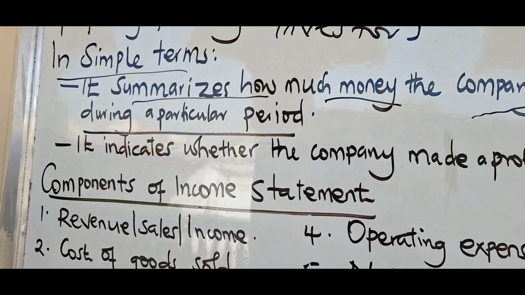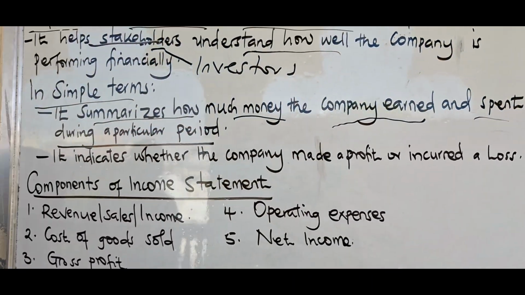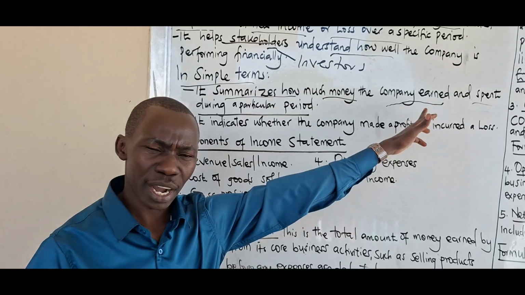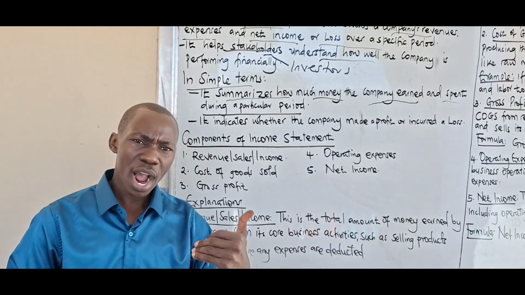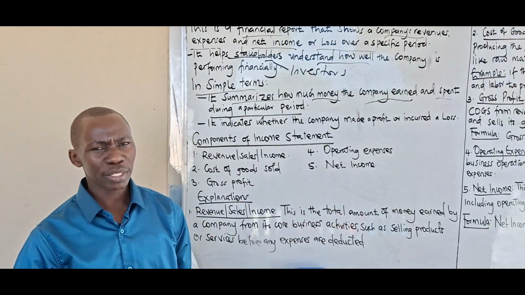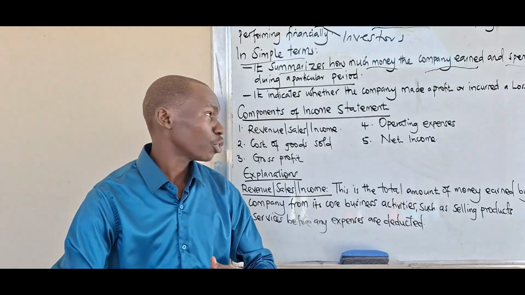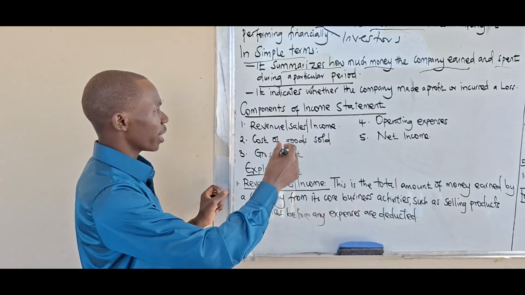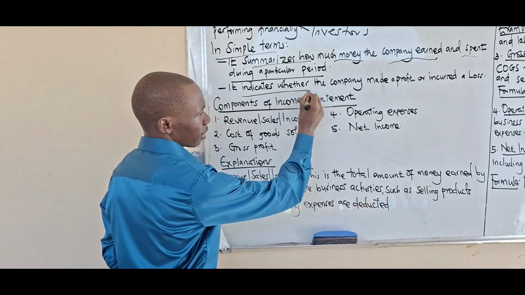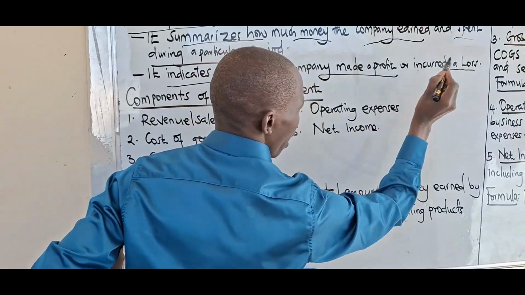So this income statement is a direct report showing us how much money the company has generated and how much money you have spent. The moment you know how much you have generated and how much you have spent, you can easily subtract and get to know the profit you have made over a given period of time. That's why we are saying it indicates whether a company made a profit or incurred a loss.